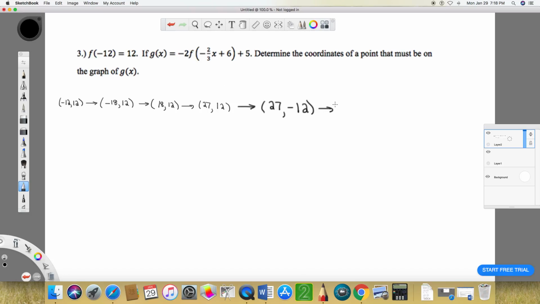Then when we look at that 2, we're going to double it. And that's a -24. And then finally, the +5, we're going to add 5 to it. So the negative sign on the outside was a reflection across the x-axis. The 2 was a vertical stretch by a factor of 2. And this +5 is lifting the whole graph up 5 units. So a point that we know that must be on the graph of g is 27 comma -19.